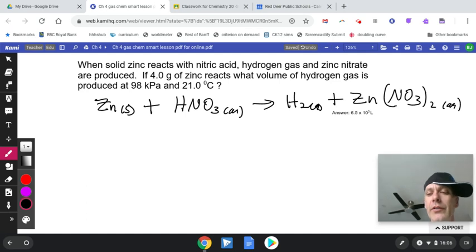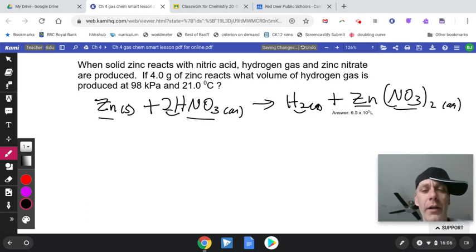Okay, balanced. 2 nitrates, 2 nitrates. Nitrates are balanced, 2 hydrogen, 1 zinc, 1 zinc. Hey, we're balanced. Okay, that was pretty easy. All right, so what's the pattern to solve this one?